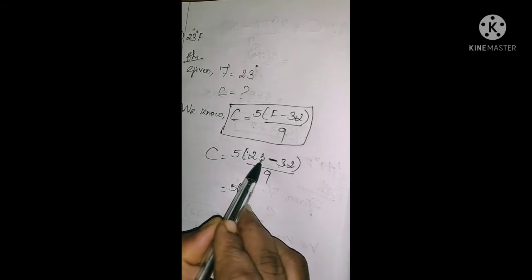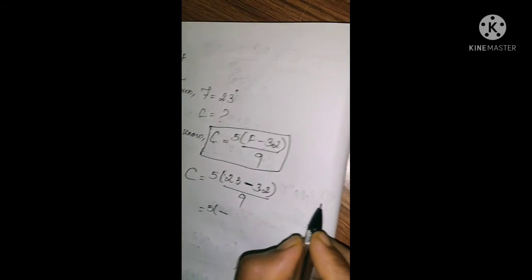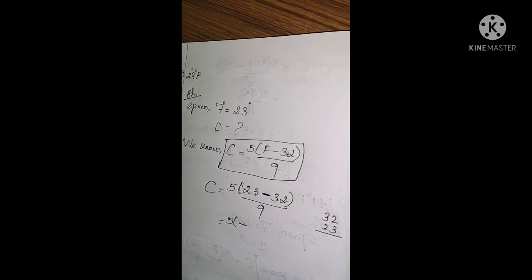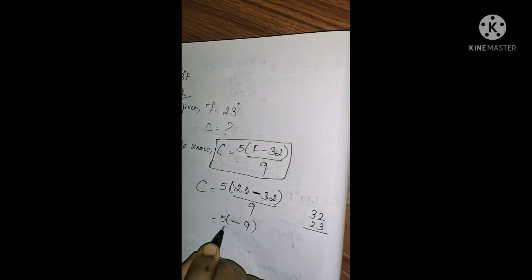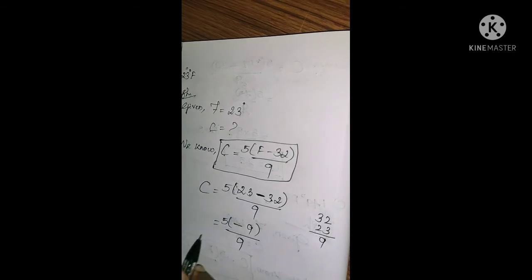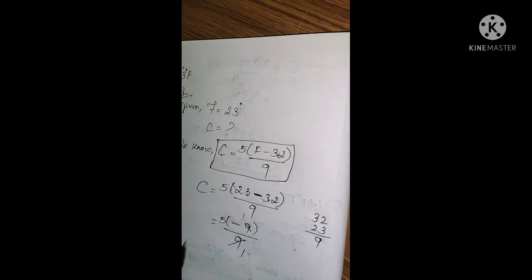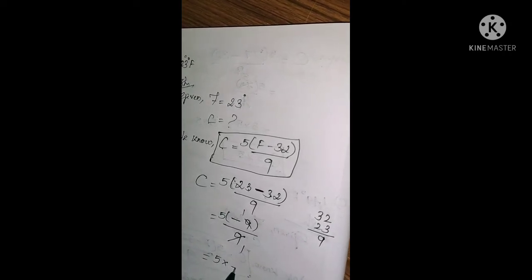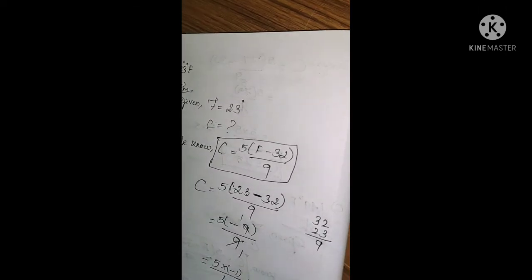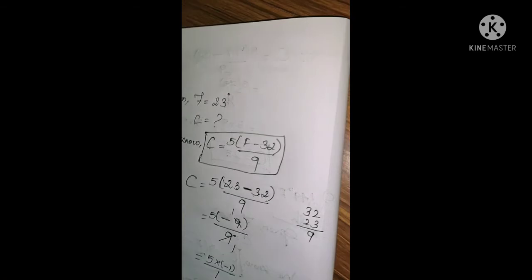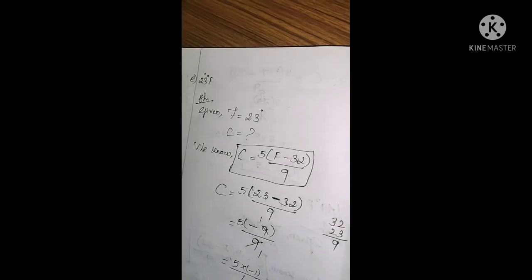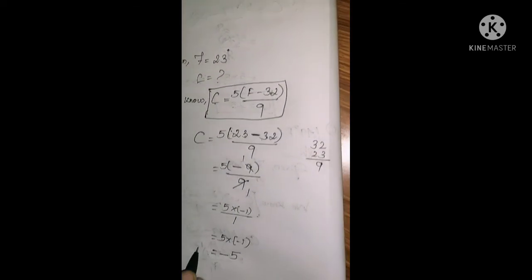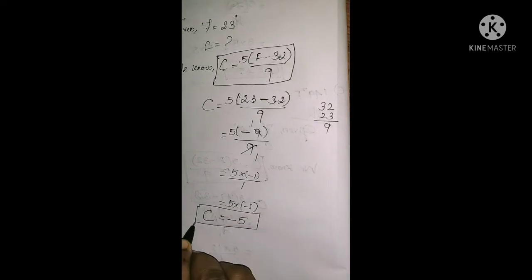Now 32 minus 23, what's the answer? 9 divided by 9. Okay, so 1 9 is 9, 1 9 is 9. So here 5 into minus 1, that is equal to 5 into minus 1 divided by 1. Any number by 1, that is 5 into minus 1. Here 5 into minus 1, minus 5. This is the answer, is it? C is equal to minus 5.